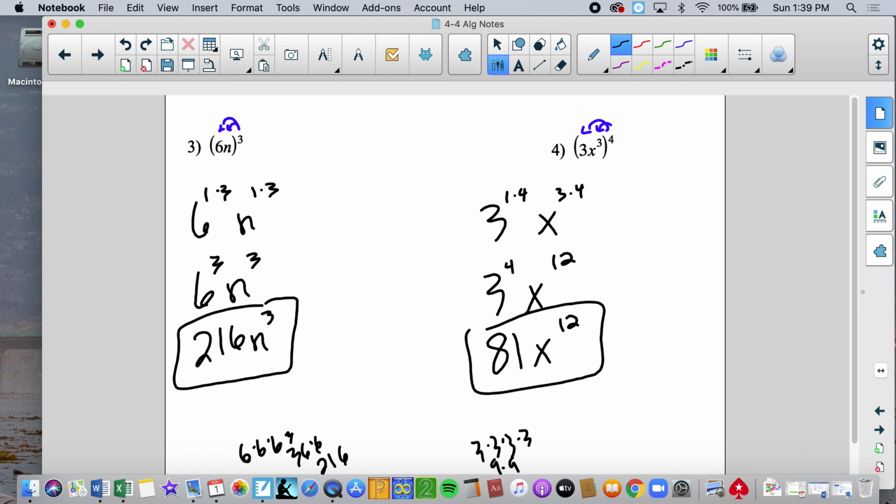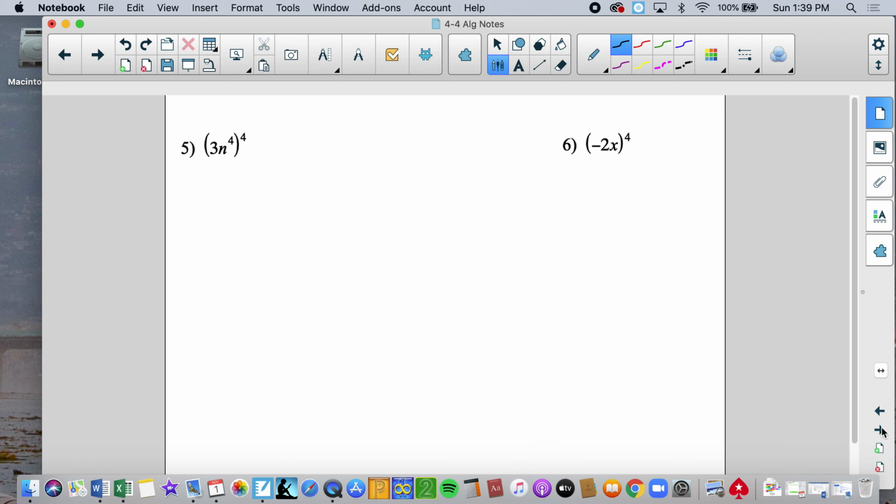Oh, I like that. Let's distribute that. 3 to the 1 times 4, n to the 4 times 4, 3 to the 4th, n to the 16th. That's 81 n to the 16th.